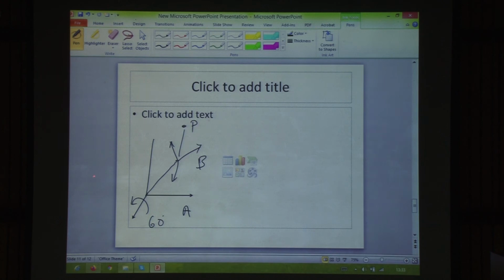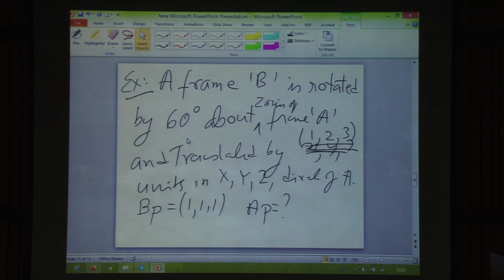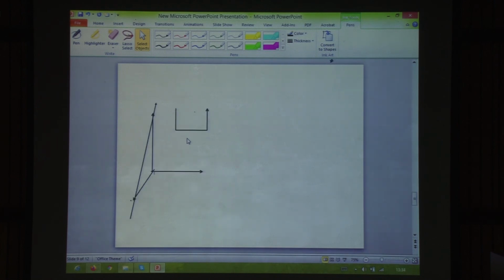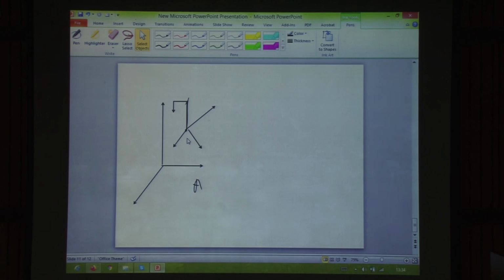y, and z directions. Now, if you have a point P which is expressed in frame B, so PB has been given by coordinates 1, 1, 1. Now, I want to find the coordinate of this point in frame A. That is the question. So there are two frames, frame B is rotated by 60 degrees about the z axis of A, and then translated by 1, 2, 3 units in the x, y, z direction. If the coordinates of PB are given by this, then what is the coordinate in frame A?